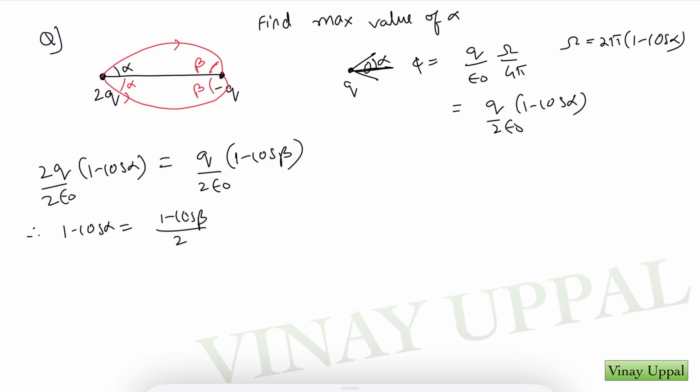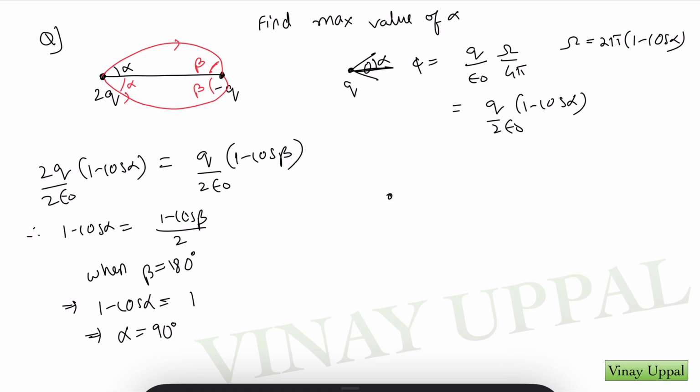Now for the maximum value of alpha, I will need the maximum value of the left hand side, because cos alpha will decrease as alpha increases, and therefore I will need the maximum value of the right hand side. Now what is the maximum value of the right hand side? Beta can be any angle, remember, from 0 to 180 degrees. So can you see that the maximum value of the right hand side would be when beta is 180 degrees. So when beta is 180 degrees, substituting cos beta as minus 1, I'll have 1 minus cos alpha is 1, and therefore alpha would come out to be 90 degrees.